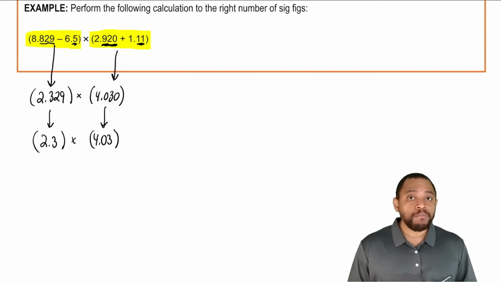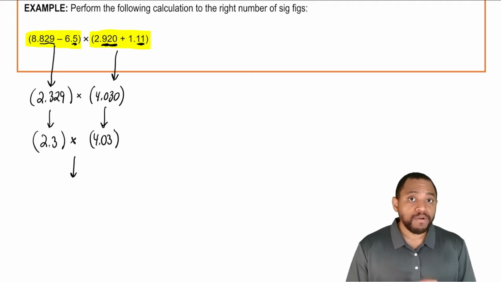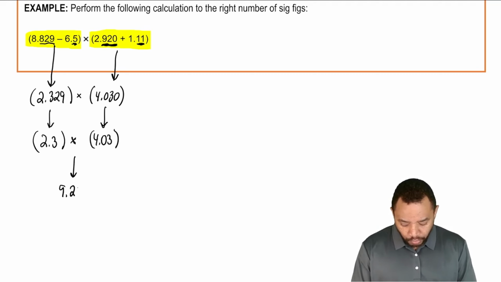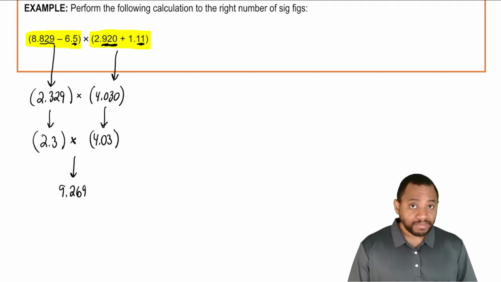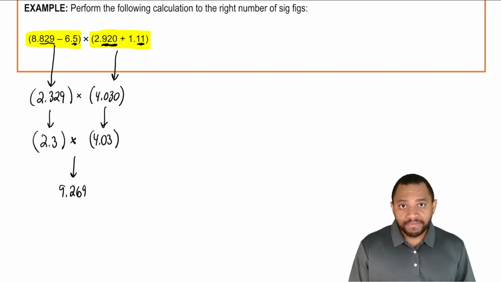Now at this phase, we're multiplying. We're going to multiply these two numbers together. So what I'm going to do here is write down what we see initially when I do 2.3 times 4.03. So initially, I'm going to see 9.269. But remember, what is the rule when it comes to multiplication and division? The rule is our final answer is the one with least number of sig figs.